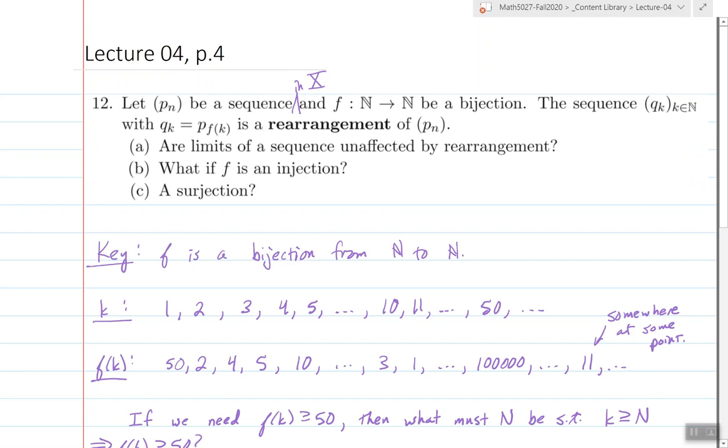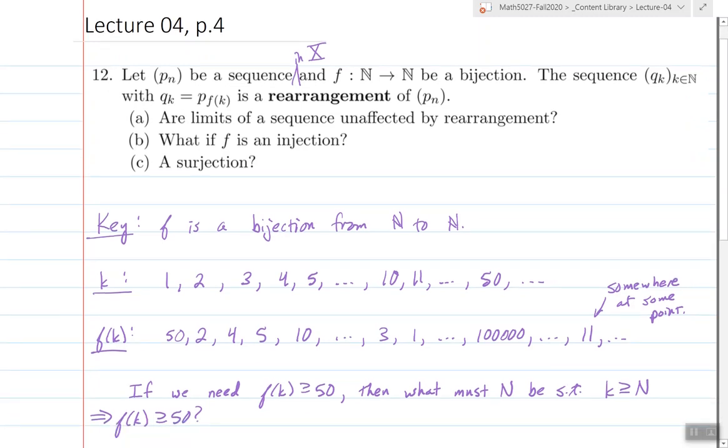If you let P sub n be a sequence, and here I'm just making it clear, in a metric space X, and f is a bijection from the natural numbers to the natural numbers. So that means it maps into and onto, and it's one-to-one. Okay, let's make it simple. It's a one-to-one mapping from the natural numbers to the natural numbers. Then defining a sequence Q sub k, now here's a good use of the notation Q sub k, as P of f of k, is some rearrangement of P sub n.